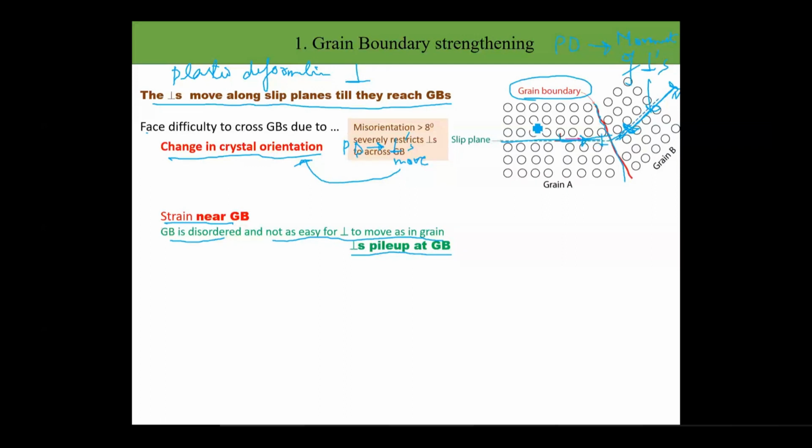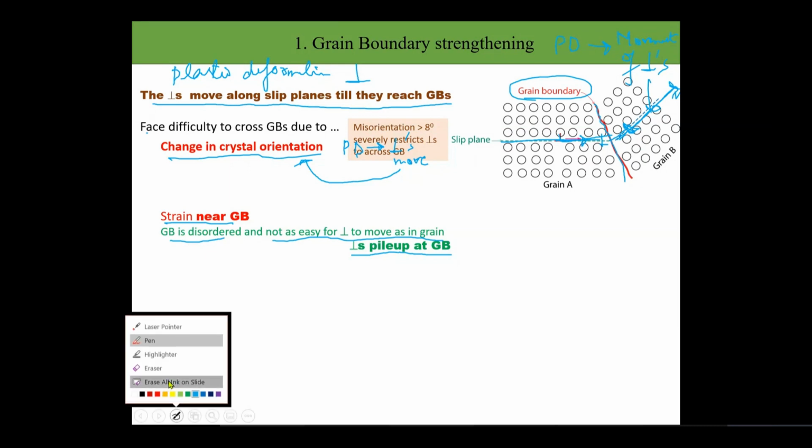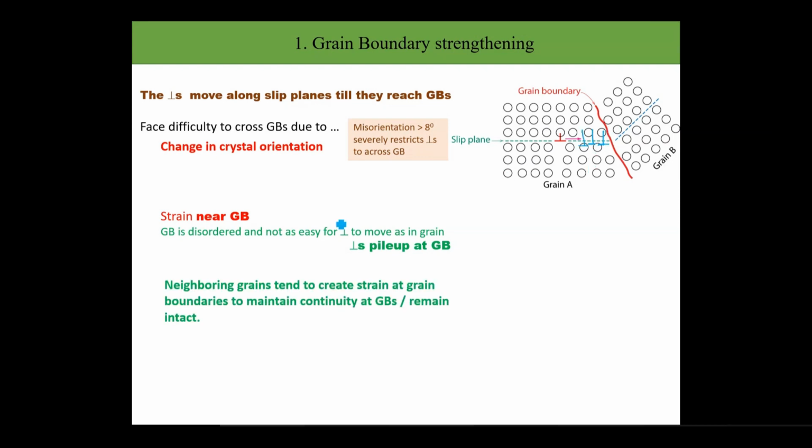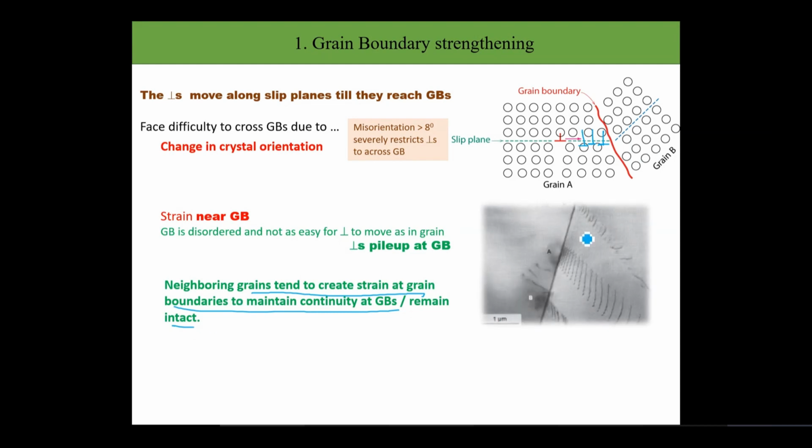So what is essentially happening is कि डिसलोकेशन यहाँ पे आके जमा होना शुरू हो गई. Neighboring grain tend to create strain at the grain boundaries to maintain continuity at grain boundaries and remain intact. ये हमने पहले ही देख लिया. तो उसकी वजह से होता क्या है कि pile up of dislocation start to take place, which creates strain in the neighboring grains, and this is basically a strengthening mechanism.